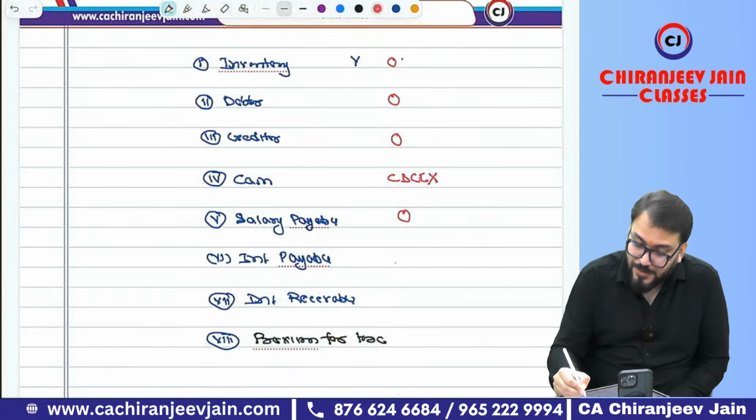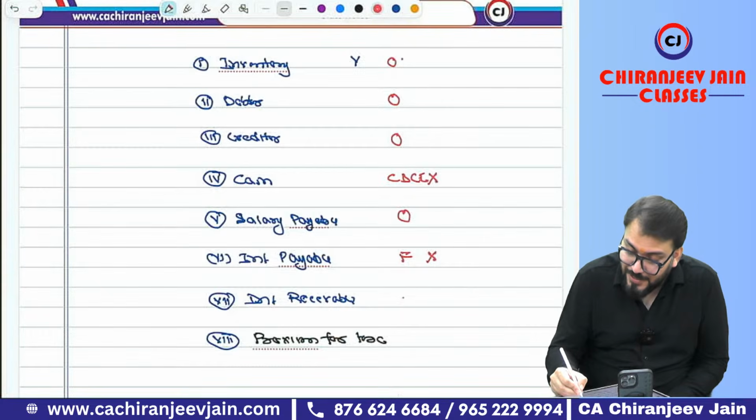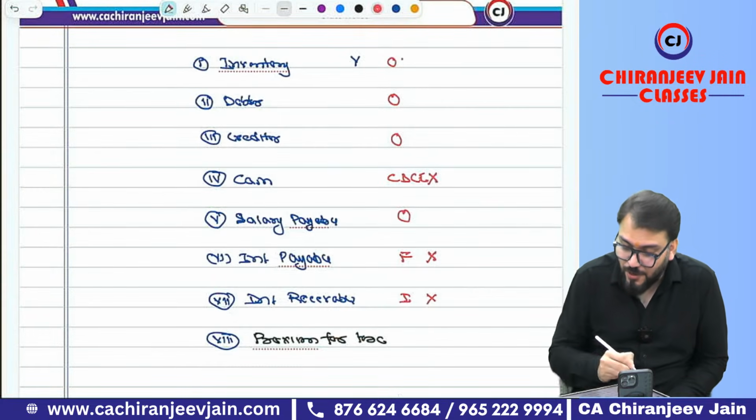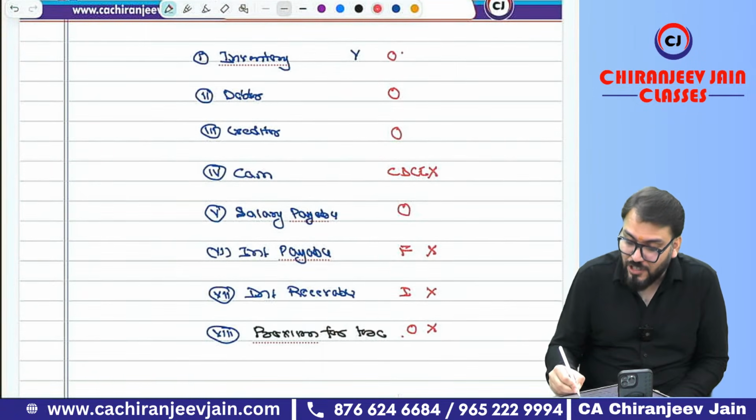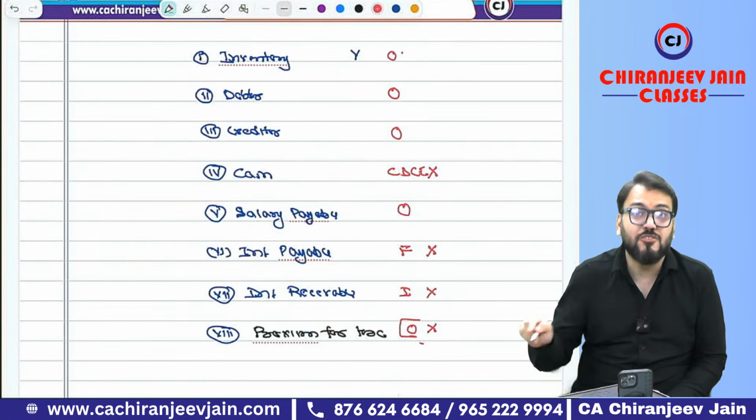Salary payable, operating. Interest payable, can I say financing? This will not be considered. Interest receivable means investing. This will not be considered. Provision for tax, operating, but this will also not be considered because tax expense needs to be disclosed separately.